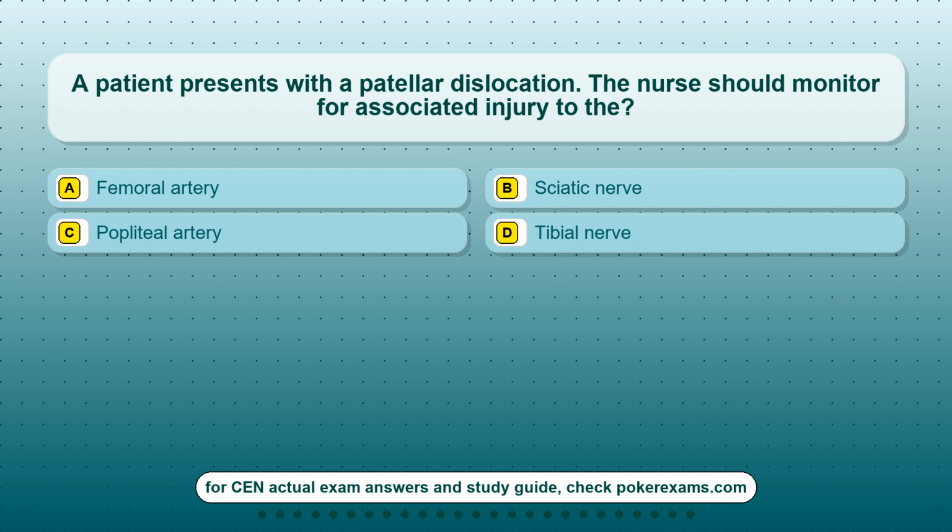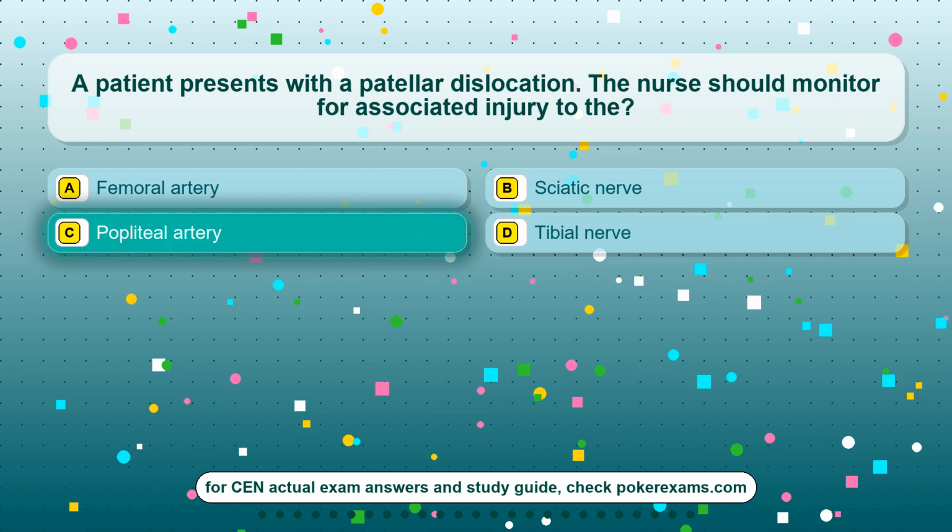Question 9. A patient presents with a patellar dislocation. The nurse should monitor for associated injury to the Option A, femoral artery. Option B, sciatic nerve. Option C, popliteal artery. Option D, tibial nerve.